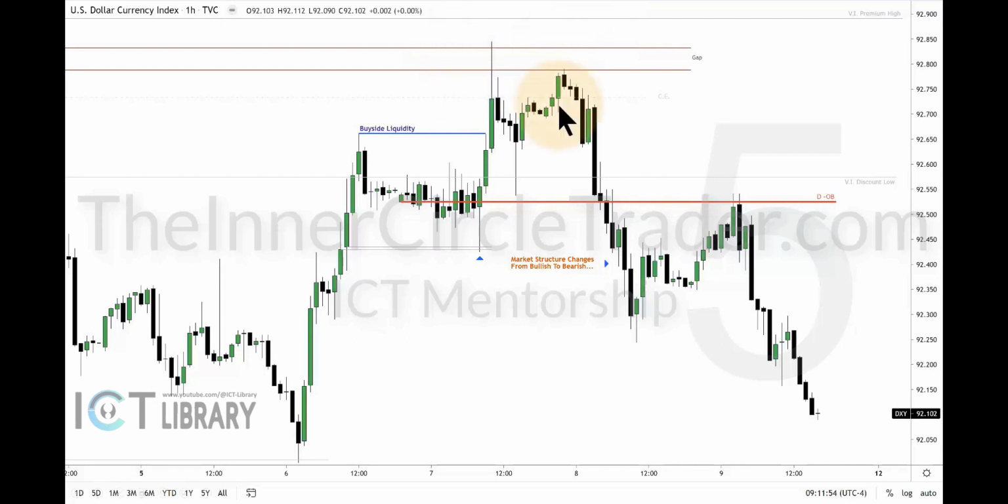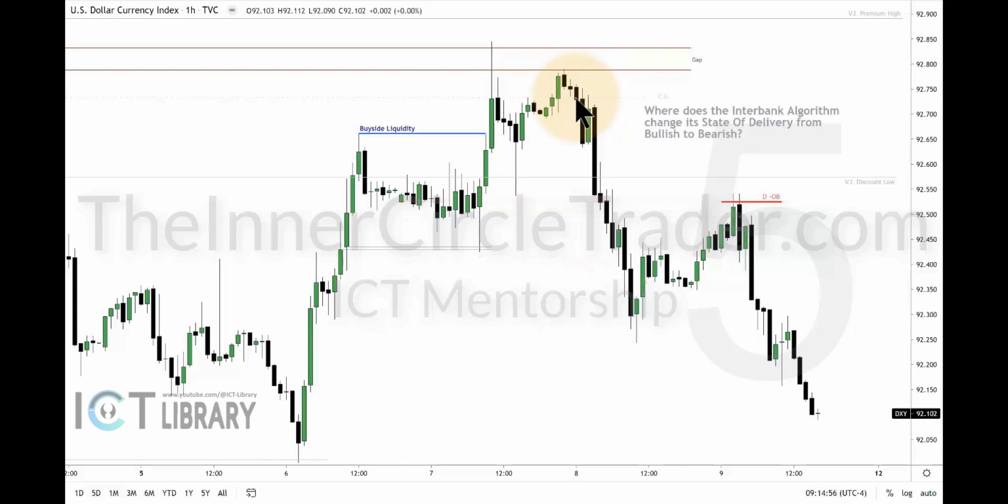Now, here's one of the takeaways from this lesson today, because we're talking about weekly profiles, completing PD arrays. In other words, we traded up into a premium array that we were anticipating as an upside target. We were inside the volume imbalance, then we noted the gap, and then we have all of these signatures completing consequent encroachment.